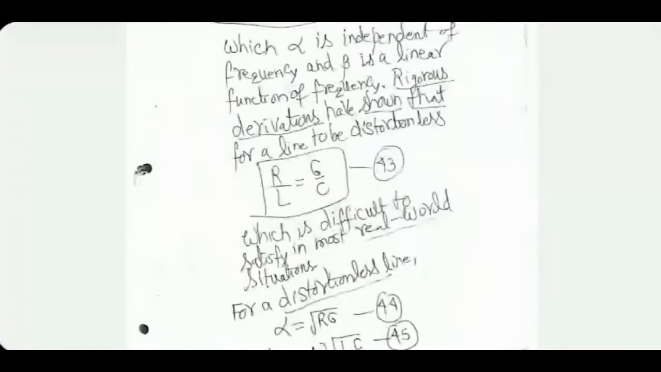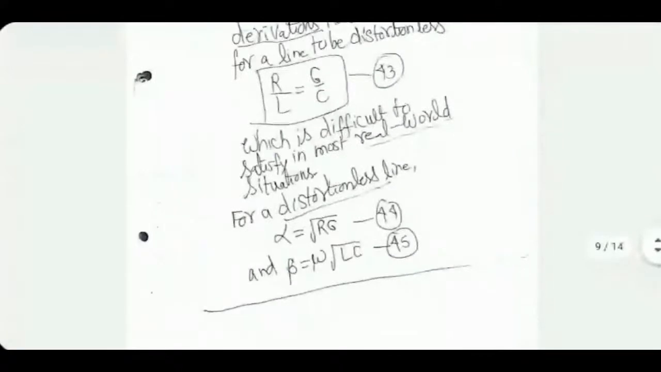Unfortunately, in real life, it's not that easy to achieve this condition. If you take this condition and put it back in the formula for gamma, it is easy to figure out. You can prove this yourself that for a distortionless line, alpha equals square root of RG and beta equals omega times square root of LC. I'm hurrying it up because I know these derivations are straightforward. In fact, I'll send you some material where the derivations are done.